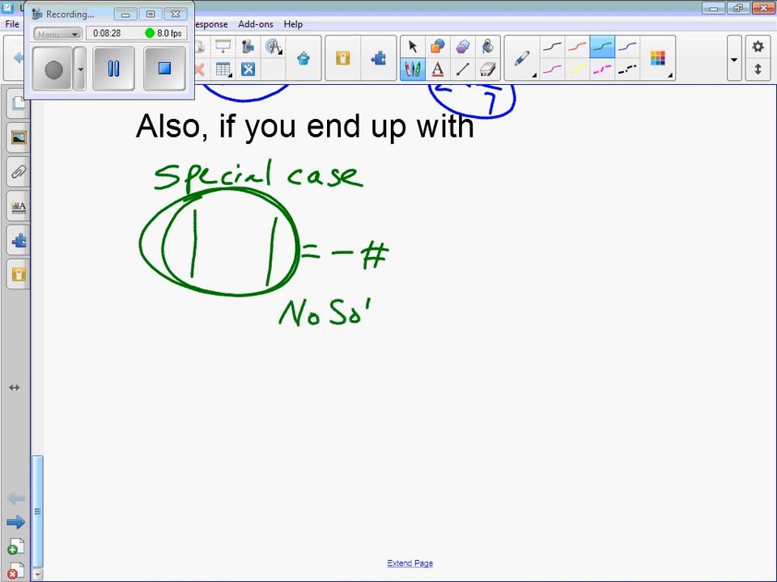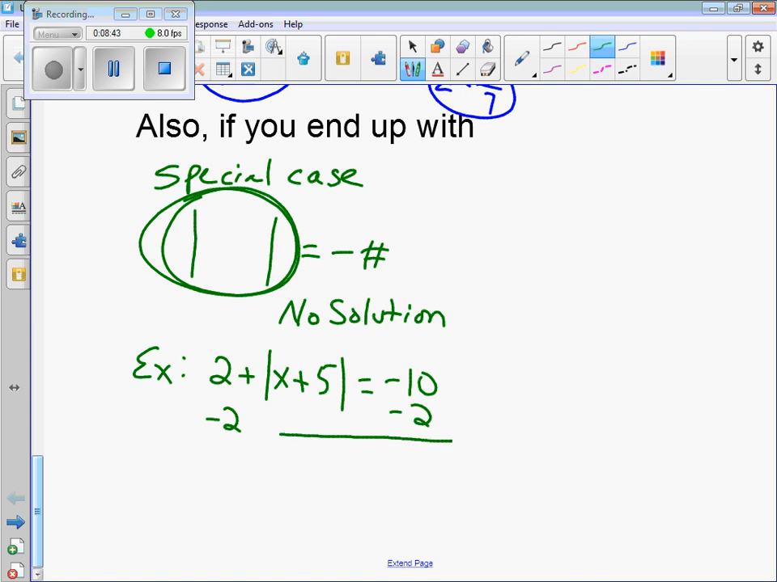So a quick example, if you get 2 plus the absolute value of x plus 5 equals -10, subtract 2. So once you get the absolute value isolated, if it's going to equal a negative number, so it equals -12, there's no way an absolute value can equal a negative number, so there's no solution.